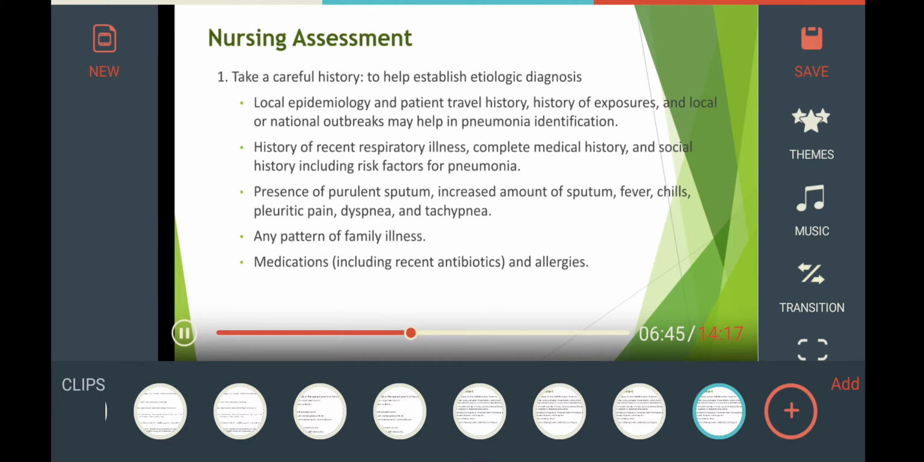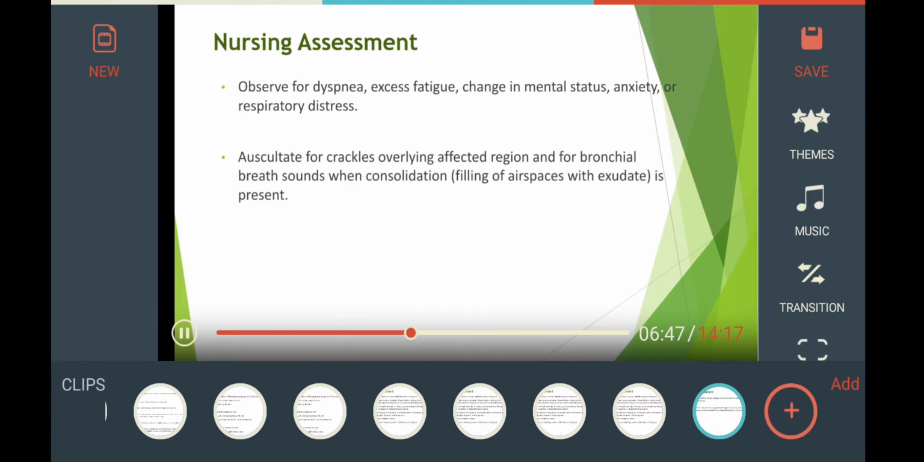and allergies. Observe for dyspnea, excess fatigue, change in mental status, anxiety, or respiratory distress. Auscultate for crackles overlying the affected region and for bronchial breath sounds when consolidated. Feeling of air spaces with exudate is present.